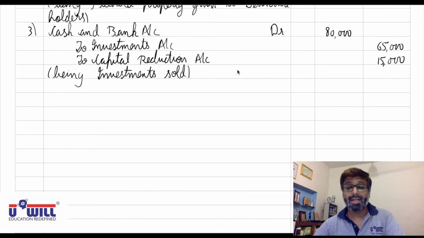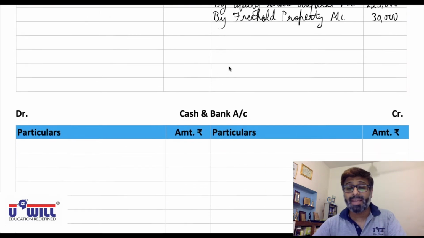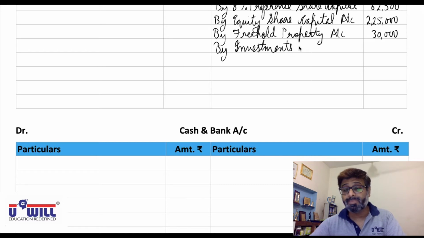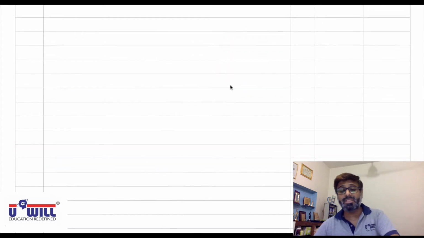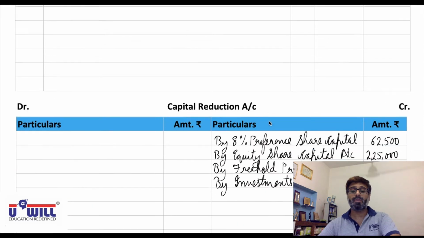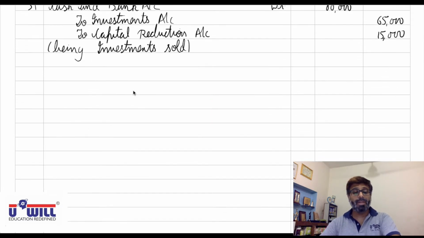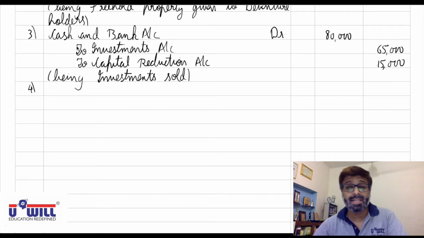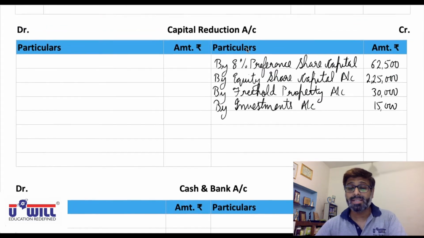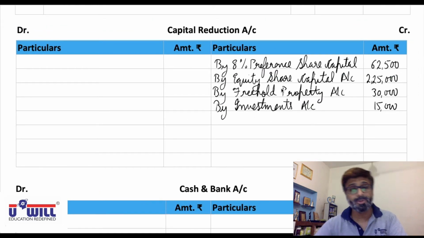Now again, to capital reduction means capital reduction on credit side, but don't write by cash and bank account. What is the reason for this 15,000 of profit? By investments account. This is again a combined entry. So single entries would be cash and bank to investments 80,000, investments to capital reduction 15,000. So to capital reduction means you write by investments account from single entries. I repeat, two single entries would be cash and bank to investments 80,000 and then investments to capital reduction 15,000. So capital reduction credit side opposite account by investments account 15,000.